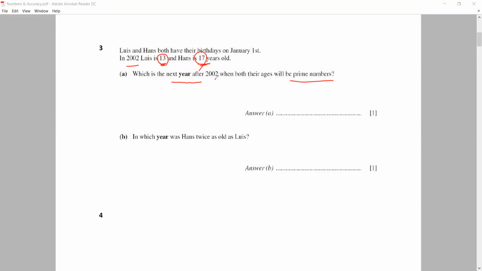So, okay, if I go with 6, yeah, 6. If I add 6 to both, you get 19, right? And here you get 23, which both of them are prime numbers again, right? 19 is a prime number, 23 is a prime number, and all I did, I added 6 to both. So that's the next year.